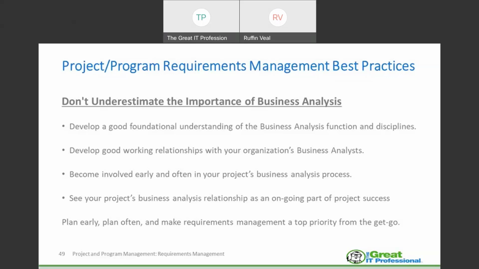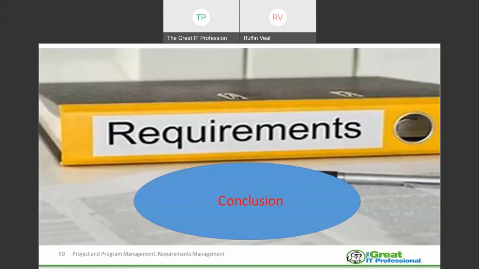Become involved early and often, and see your project's business analyst relationship as ongoing. Business analysis is important. Make sure that you have an understanding of what's necessary to be a business analyst. That's the only way that you'll be able to ask the types of questions that you need to ask to make sure that you're getting the information that you need. Coming up to my conclusion here.